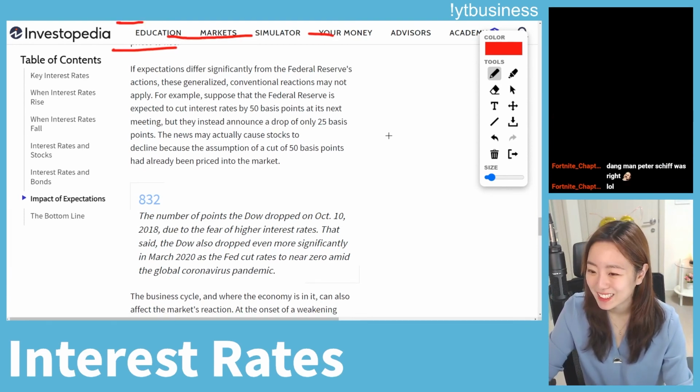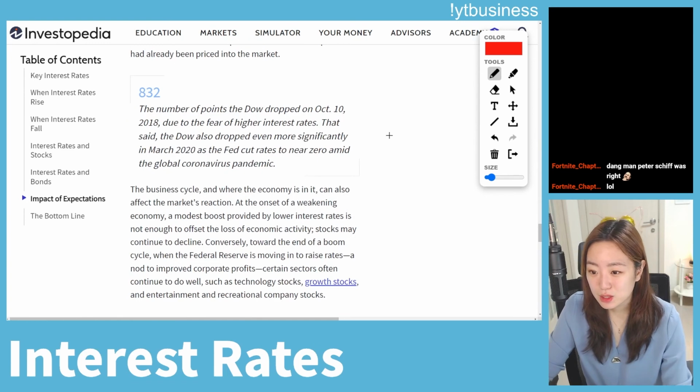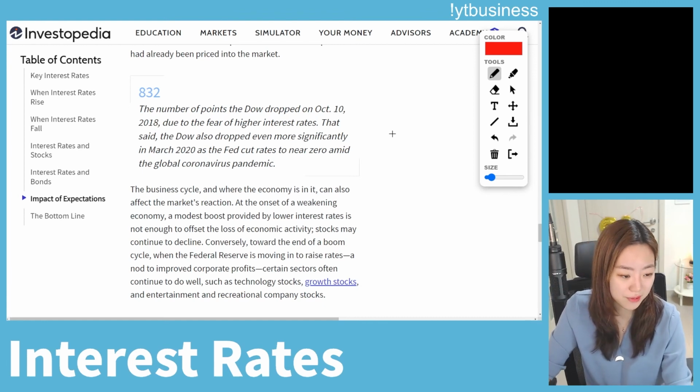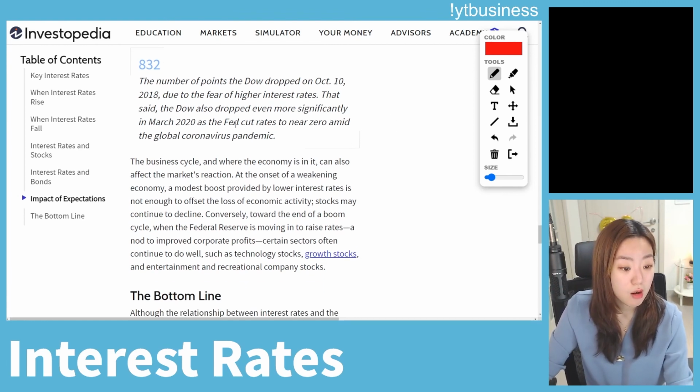That's really cool. So 832, the number of points the Dow dropped on October 10th, 2018 due to the fear of higher interest rates. That said, the Dow also dropped even more significantly in March 2020 as the Fed cut rates to nearly zero amid the global coronavirus pandemic. Wow, you could cut the rate to zero.